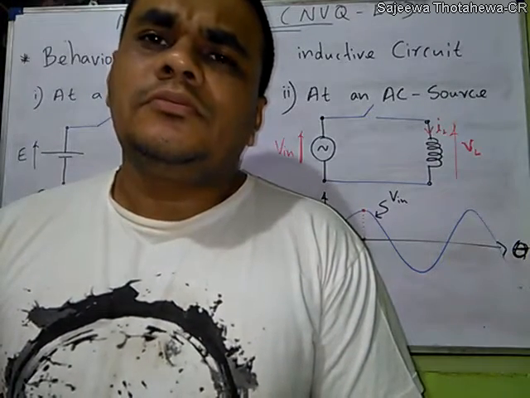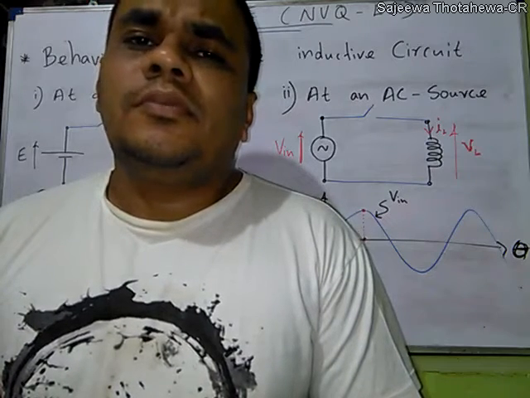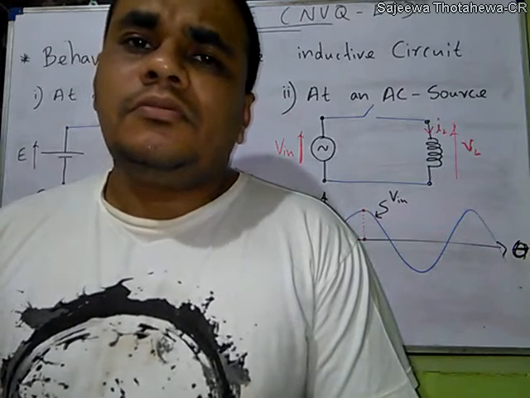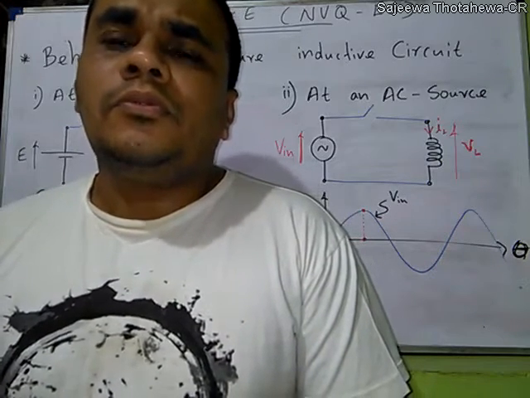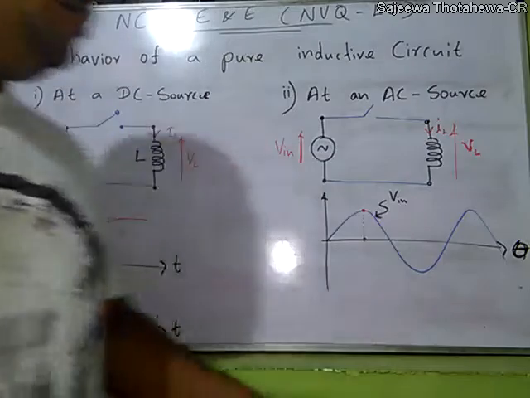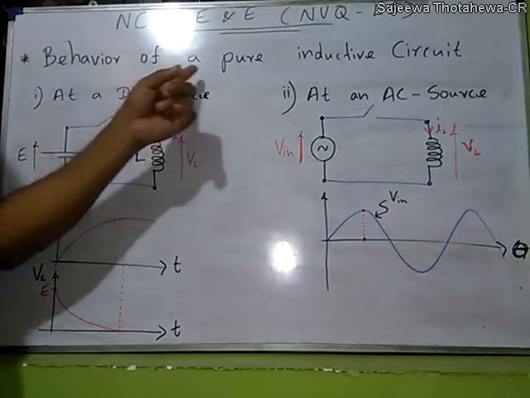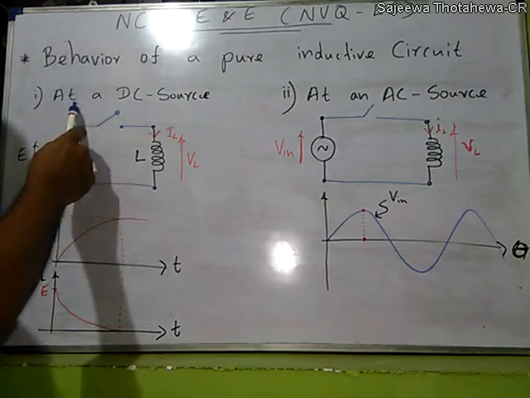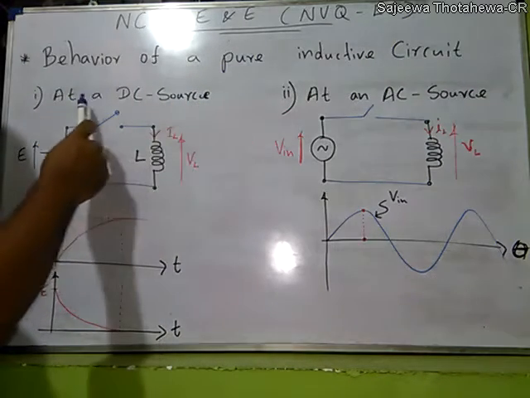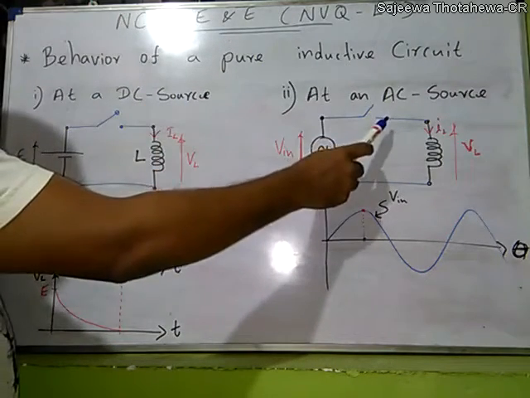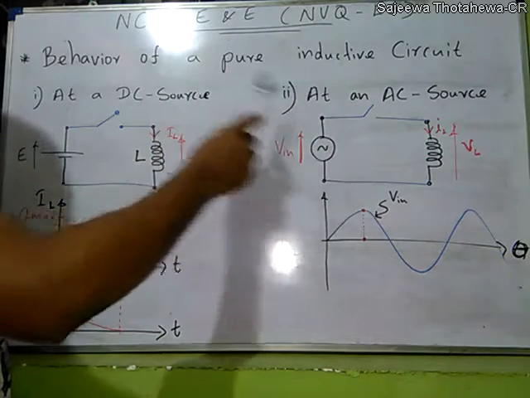In my first video, the lesson was about the pure capacitive circuit. In my second video, I'm going to explain to you the behavior of inductive circuits. This is my topic. You can see here, behavior of a pure inductive circuit. Here also we have two cases: behavior of a pure inductive circuit at a DC power source and behavior at an AC power source, like in the previous video.